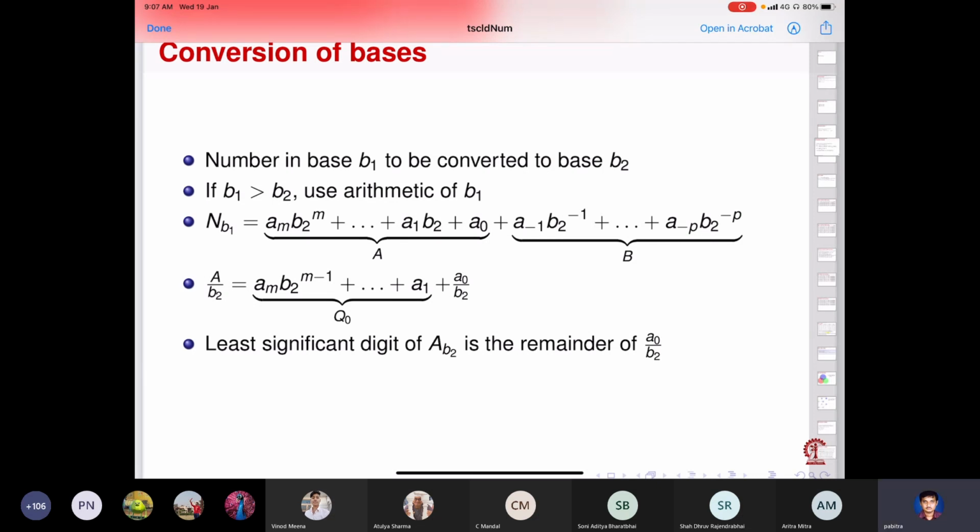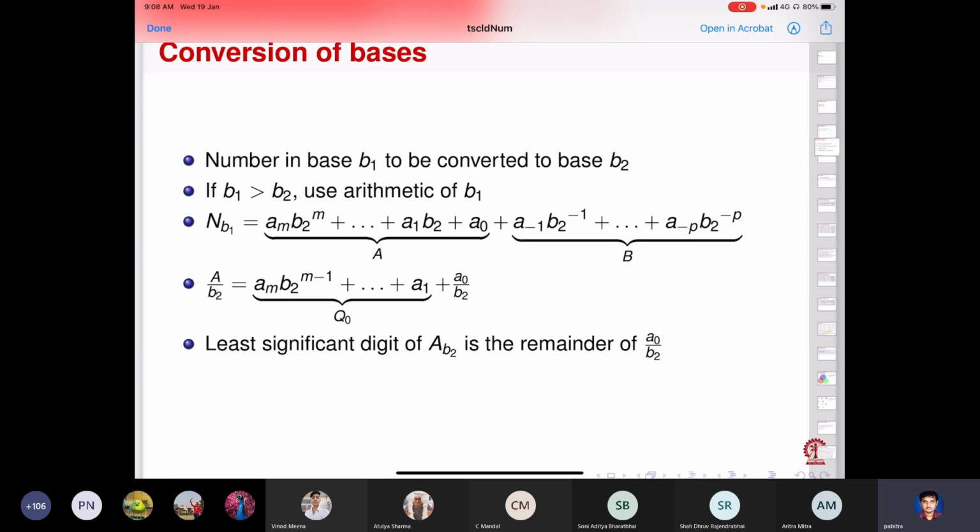Okay, so the part A is very easy to do. So let's go about it this way. With the part A, I divide every term by B2. B2 is the higher base. Okay, so if B2 is decimal, I divide every term in this sum by 10. So what do you get?